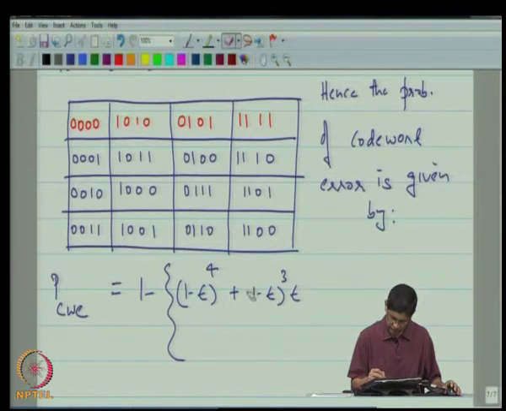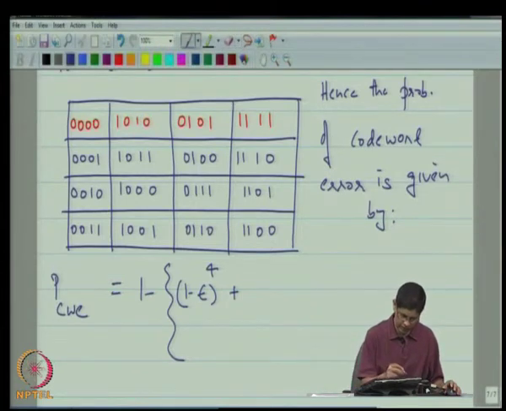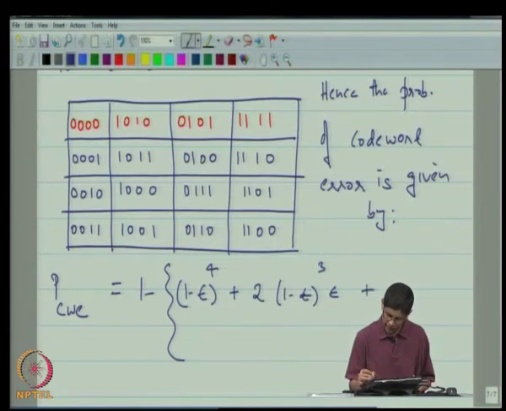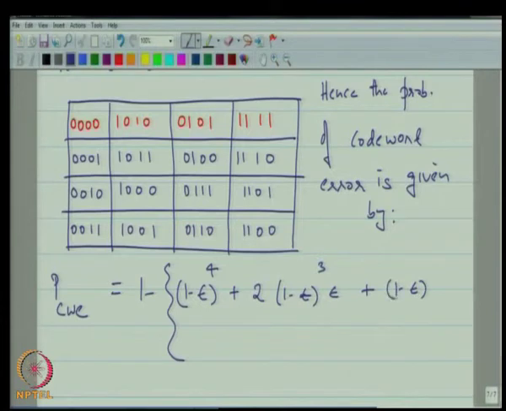Actually, let me just rewrite that slightly. It was correct, but I really should write plus 2 into (1 minus epsilon) cubed into epsilon plus (1 minus epsilon) squared into epsilon squared. So, in other words, I am looking at these coset leaders here, and the probability of this coset leader being an error pattern is (1 minus epsilon) to the 4 on the binary symmetric channel, because we assume that the errors are independent from bit to bit or from symbol to symbol.